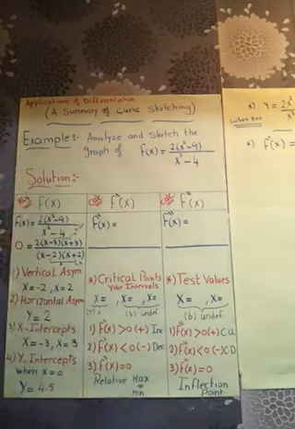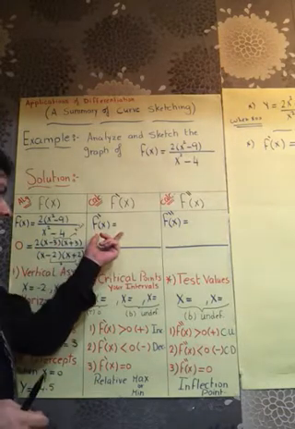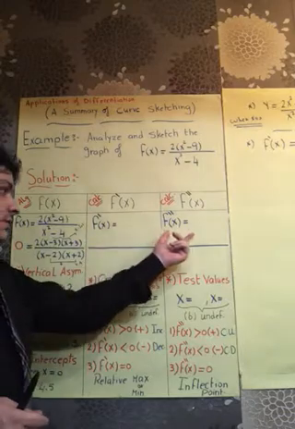So, this is the summary of our question. Let's move to the other part. How can we get the first prime and the second prime?